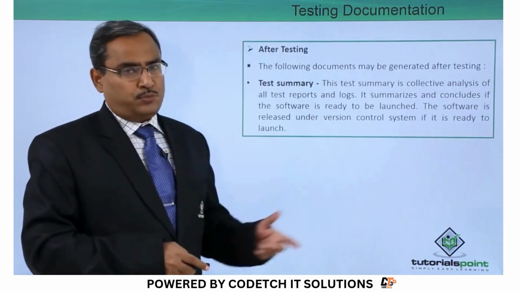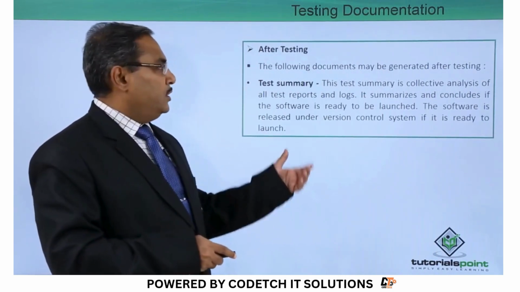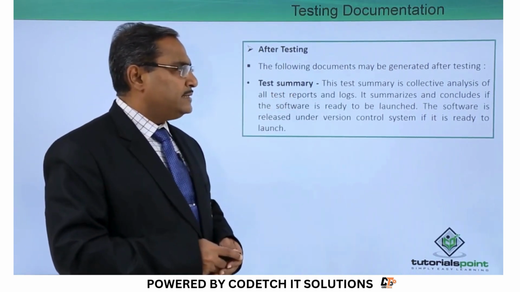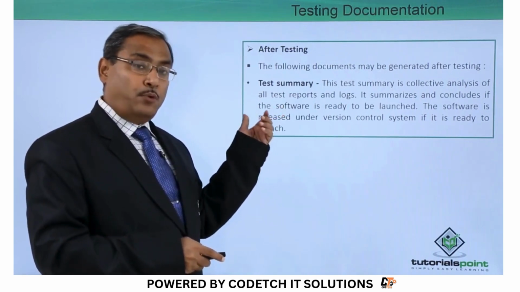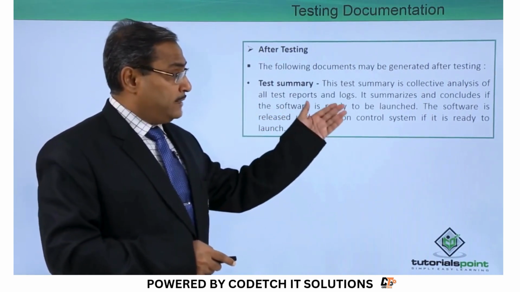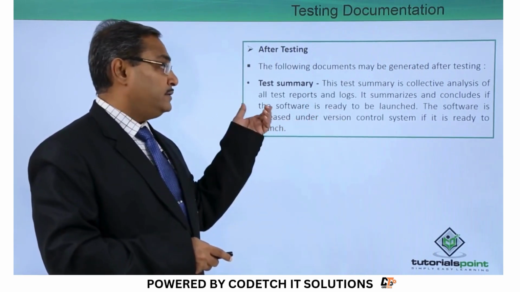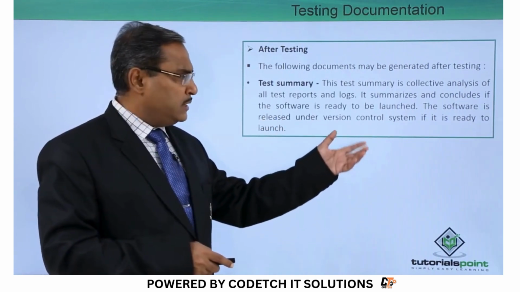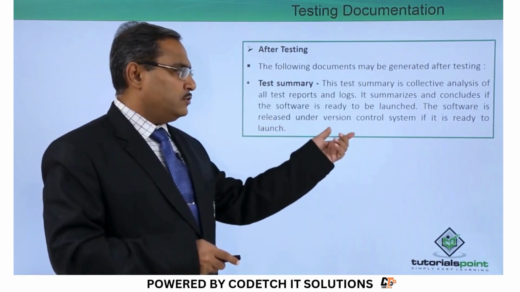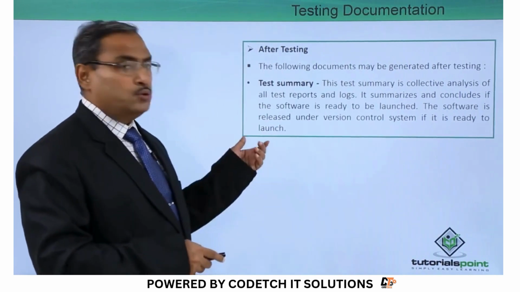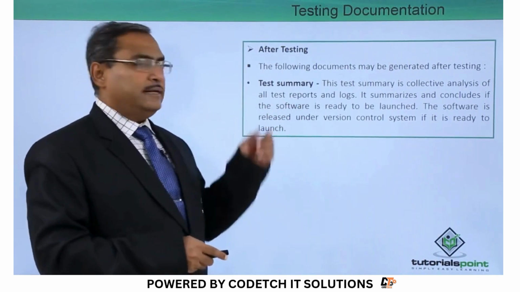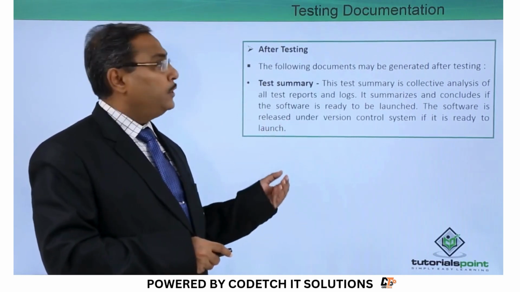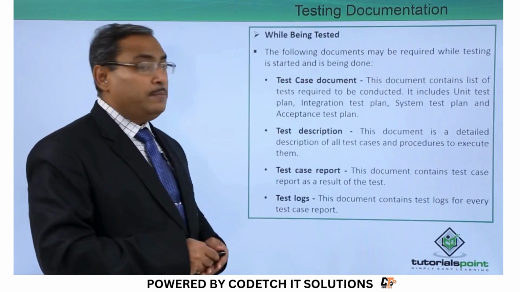Let us go for the last one, which is after testing. After testing, we require one test summary documentation. This test summary is a collective analysis of all the test reports and logs. It summarizes and concludes whether the software is ready to be launched and handed over to the customer, and the software is released under a version control system if it is ready to launch. So the test summary is the summary of all the test reports and logs we prepared in the earlier phase, while being tested.